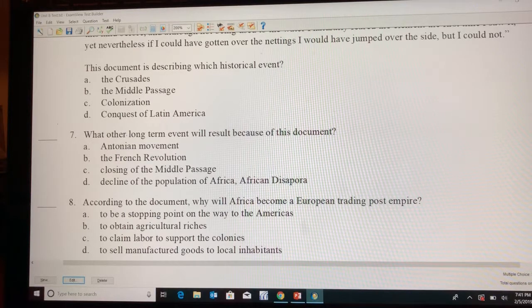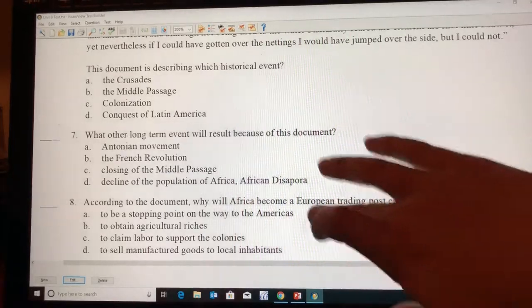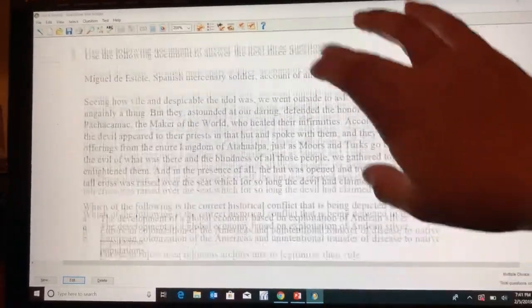So there's a slave on a boat, coming to the Americas. Which one of these things is going to happen because of the Middle Passage? Talk about it amongst the class. I'm going to move on to the next one, and Miss Morgan will tell y'all the answer.